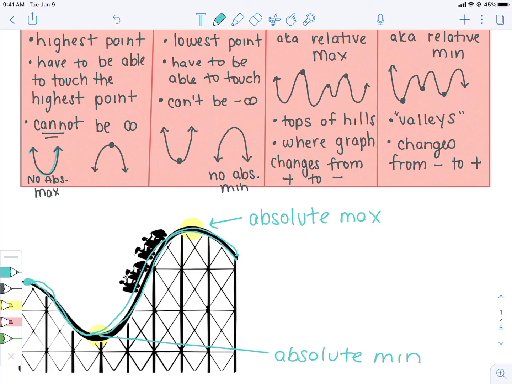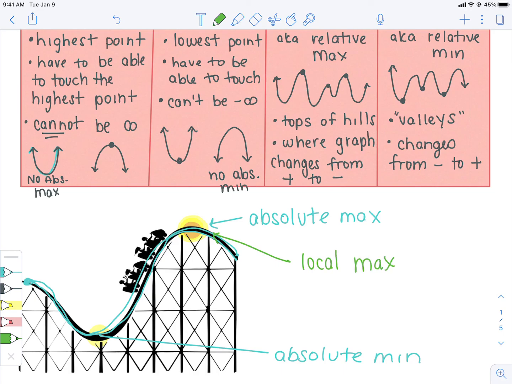Now, in this situation, my absolute min and my absolute max also happen to be local maxes and mins. So they can double as more than one. Even though this is the highest point on the graph, even though right here I'm at the top, there's nothing that goes any higher, it's also a place on the graph where the graph is switching from being positive to being negative. So because that's happening, this is also considered a local max.